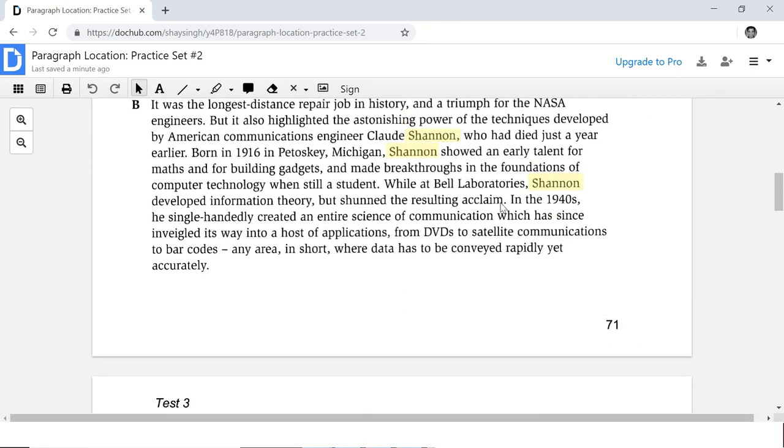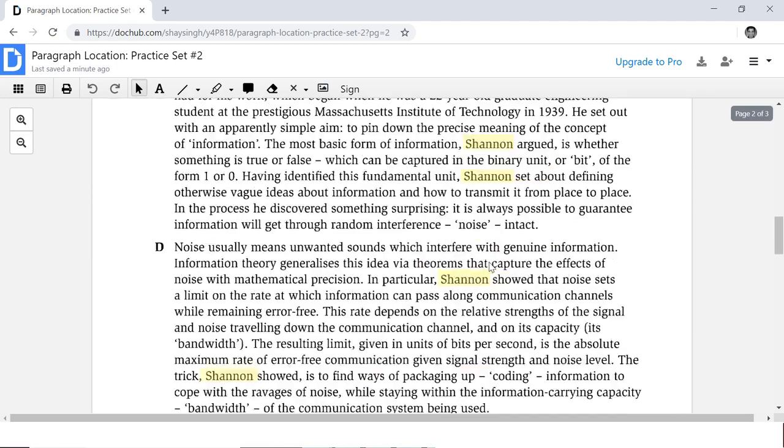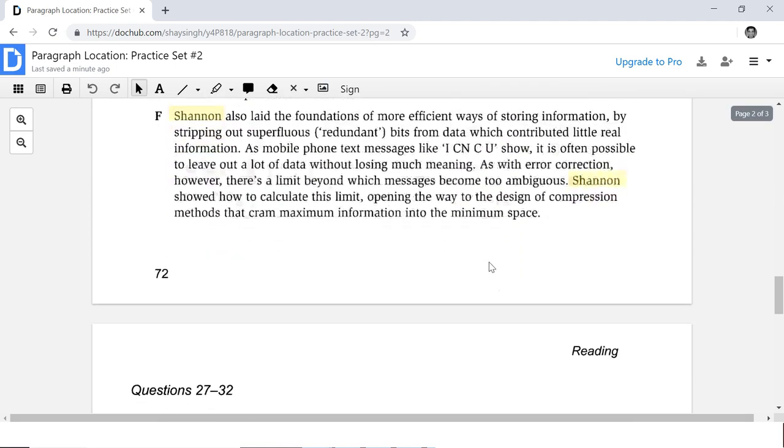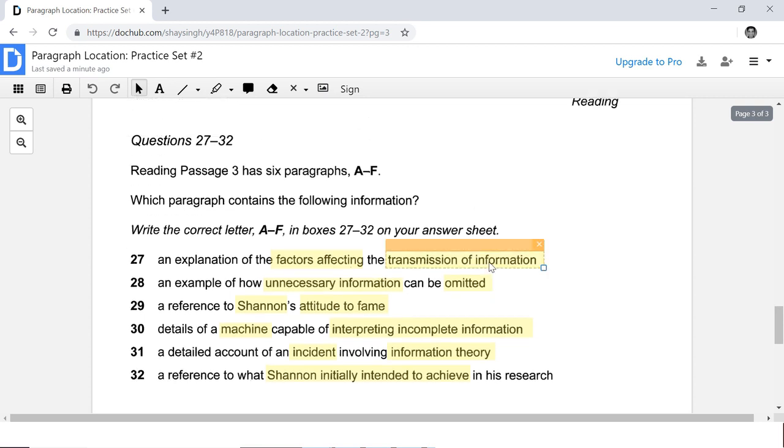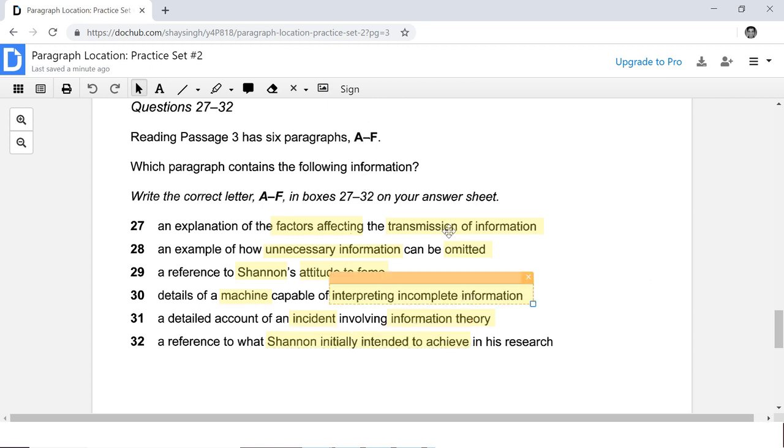You might notice that we have some keywords here that are already highlighted. I'll get to that in just a second. Now over here we have our 6 questions. The question says which paragraph contains the following information, and we have to use these 6 paragraphs from A through F as our answer choices. Now I've already gone ahead and marked the keywords here. So for question number 27, I've marked the factors that are affecting the transmission of information. That's what we are looking for.